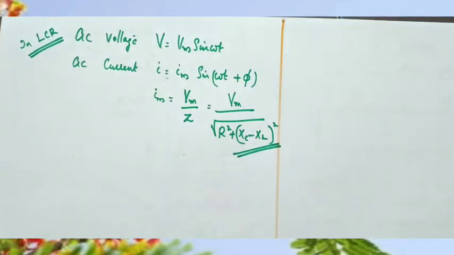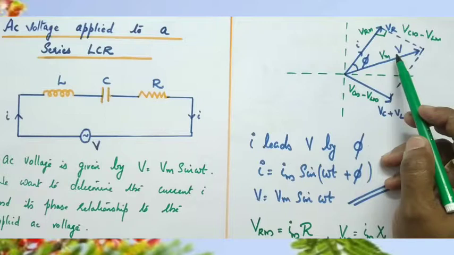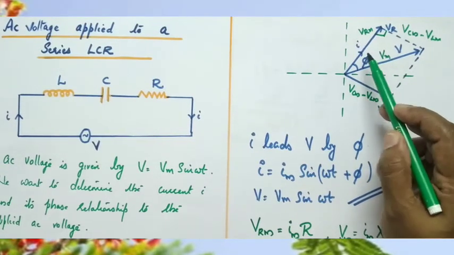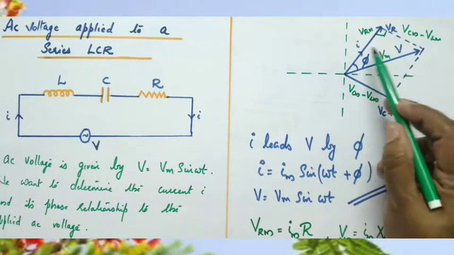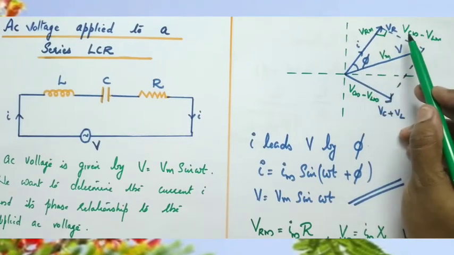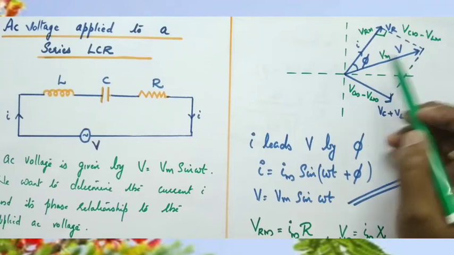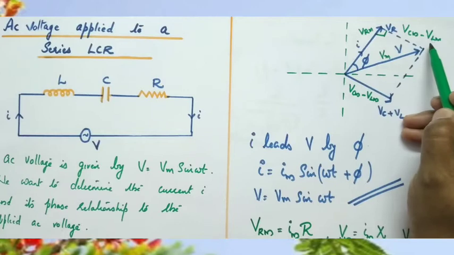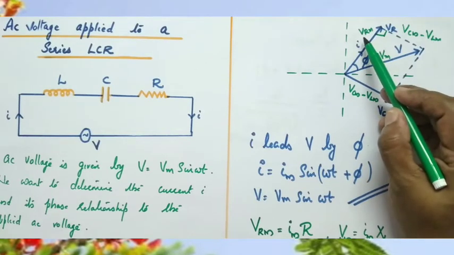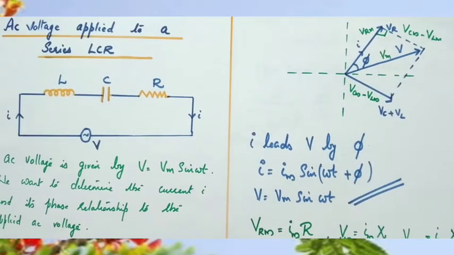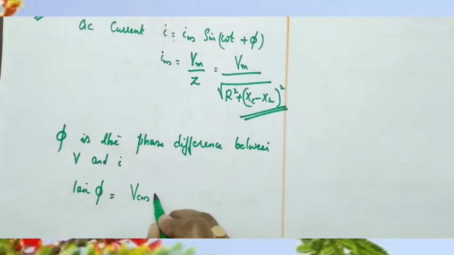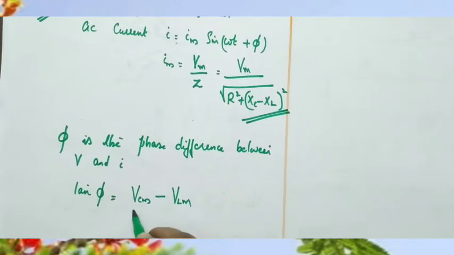Now, how will you find out the value of this phi? How will you find out the value of the phase difference between voltage and current? For that, we can take tan phi. Tan phi is equal to opposite side divided by adjacent side. What is the opposite side here? Vcm minus Vlm. What is the adjacent side here? Vrm. Therefore, we can write tan phi equals (Vcm minus Vlm) divided by Vrm.